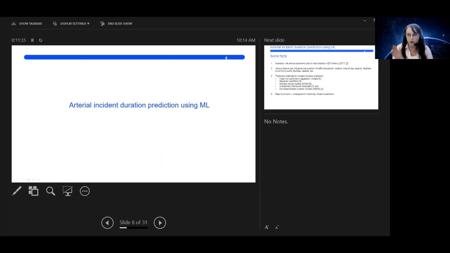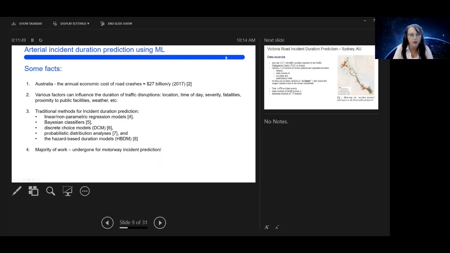So the application that I chose today to show you how we have been using machine learning algorithms is around arterial incident duration prediction. And let me go through this with you. There is a cost associated with every accident that happens on the road. You need to know that. And the problem is very hard simply because there are many factors that can influence how long incidents are going to last and how long it will take for traffic agencies to clear them off.